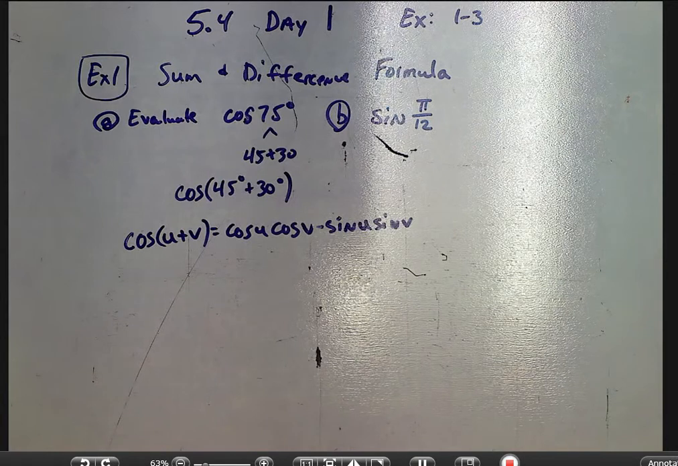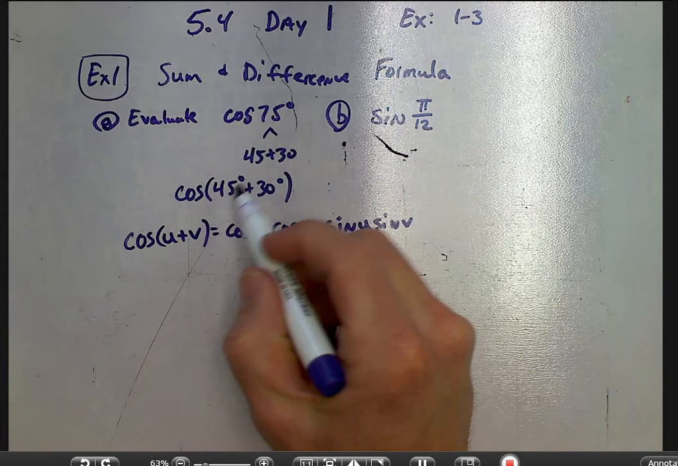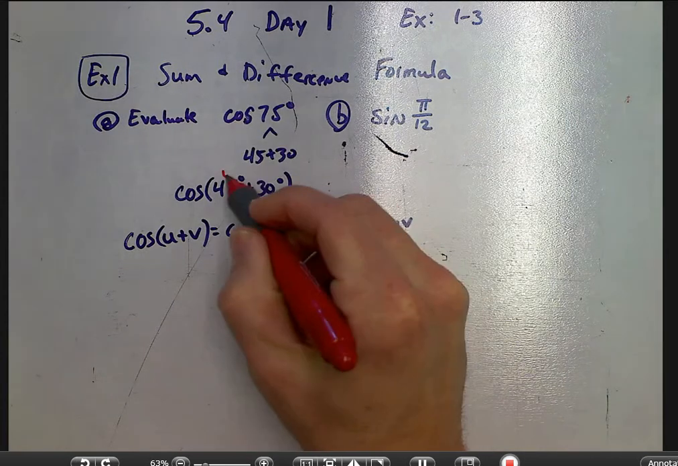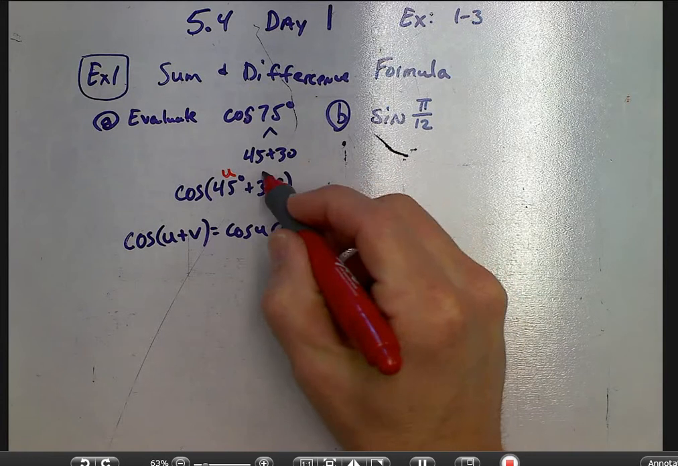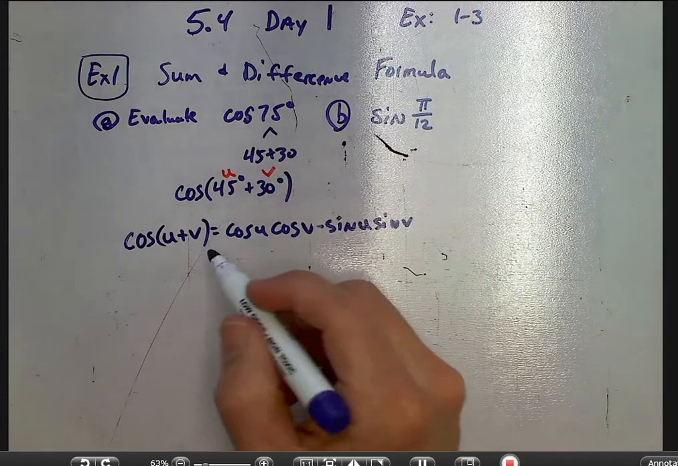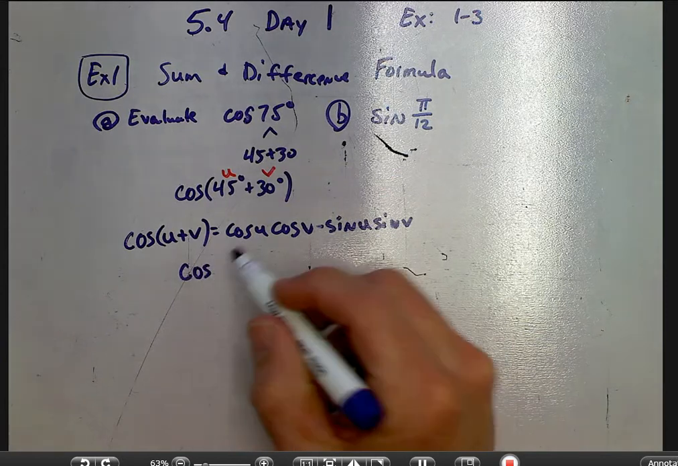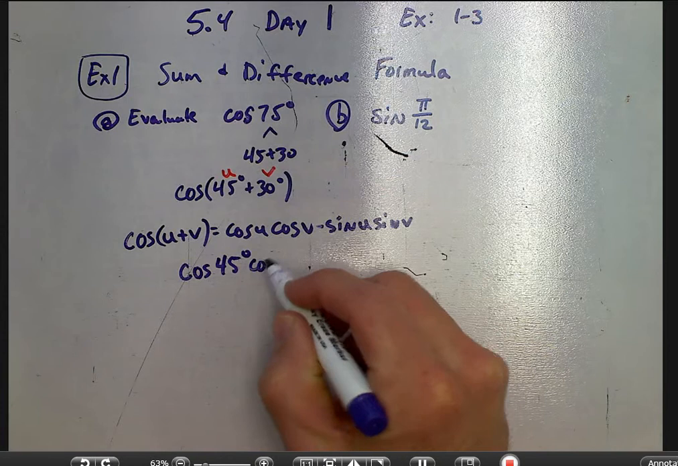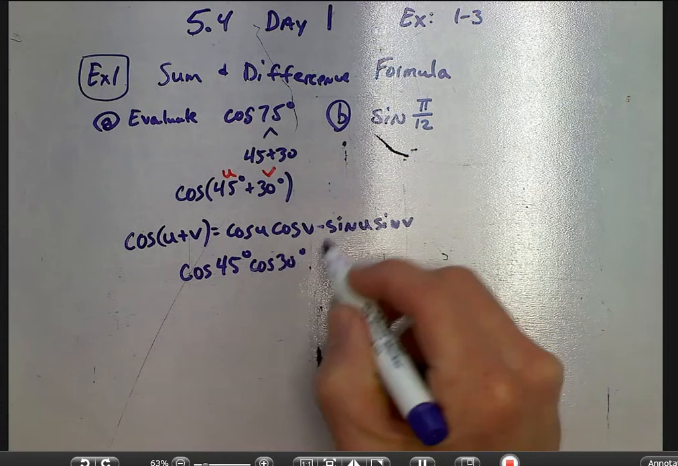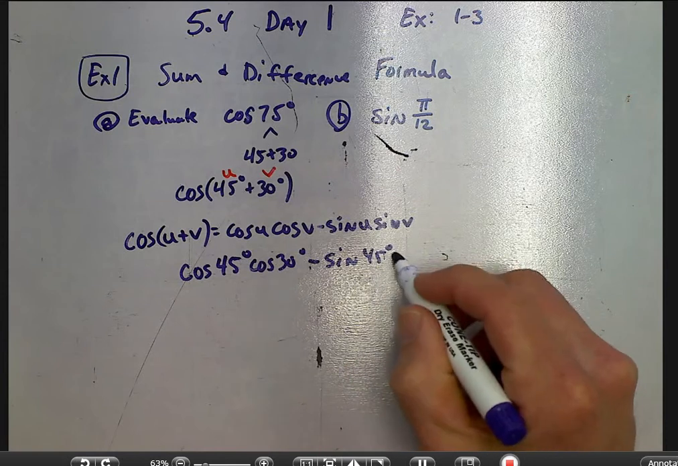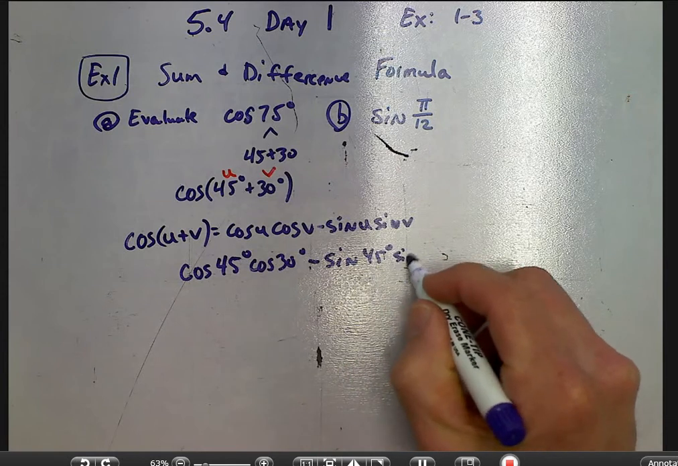Okay, well in this situation, 45 degrees is the u, 30 degrees is the v. So I'm going to plug these things in, and so it's going to be the cosine of 45 degrees times the cosine of 30 degrees minus the sine of 45 degrees times the sine of 30 degrees.